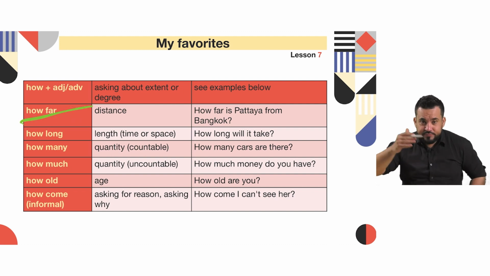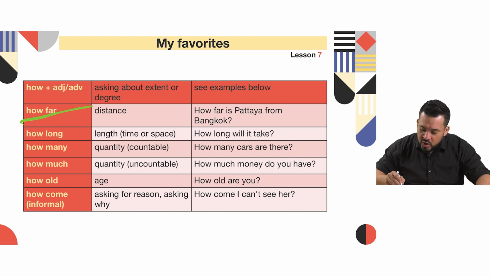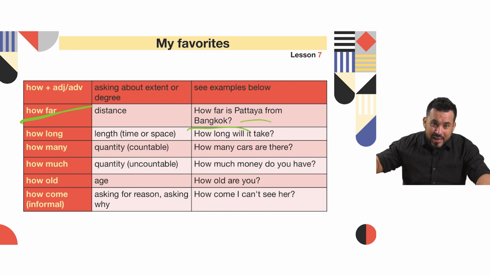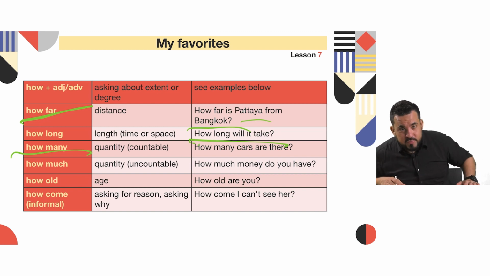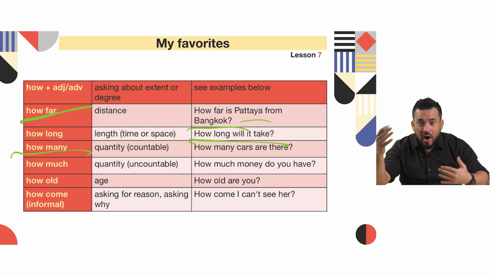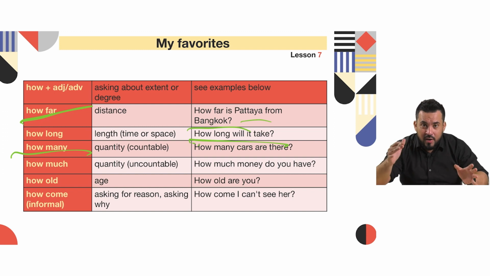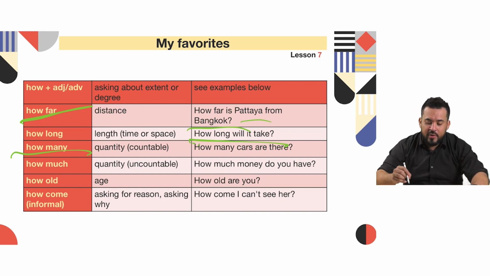How far? We're talking about distance. How far is your house? How far is Pattaya from Bangkok? How long? We're talking about length of time or space. How long will it take? How many? Quantity. This is used for countable items. If it is uncountable, we say how much. How many cars are there? How much money do you have? Money is uncountable. We will talk about countables and uncountables in later lessons, so don't worry about them now.